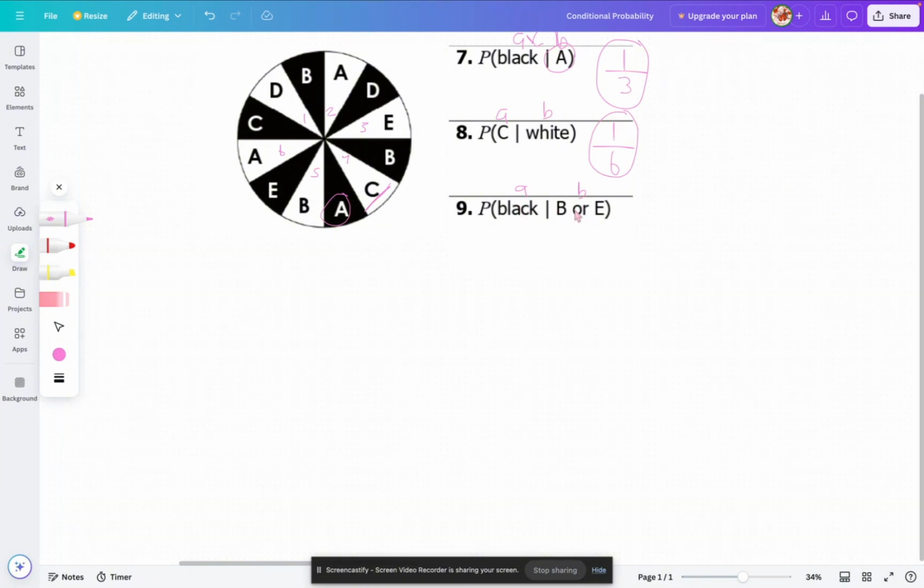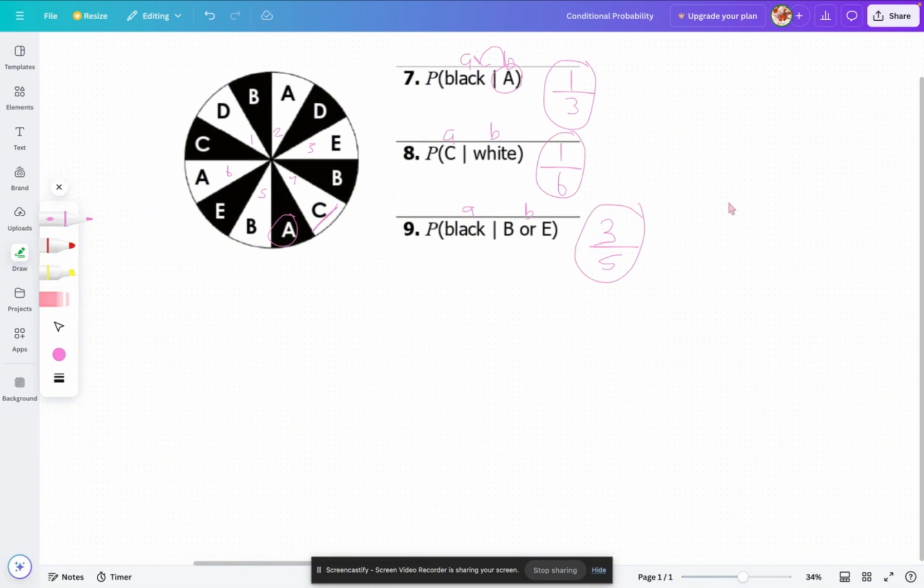So how many B's and E's are black? So we can see that there's 1, 2, 3. 2 black B's and 1 black E, which is 3. So our numerator is 3. And our denominator is going to be the total number of B's and E's. So that's going to be 1, 2, 3, 4, 5. 3/5. And that's how you solve a problem like this.